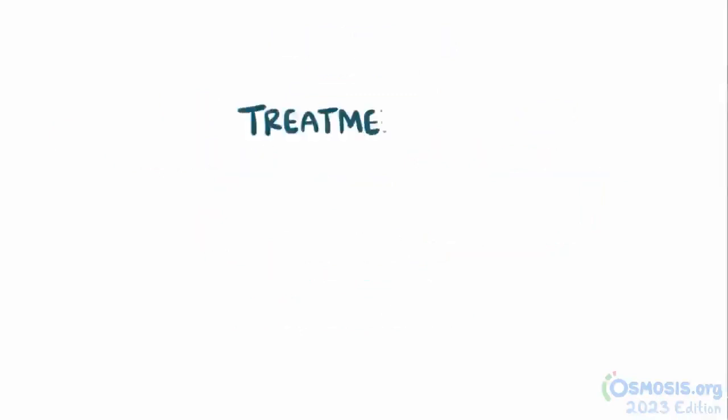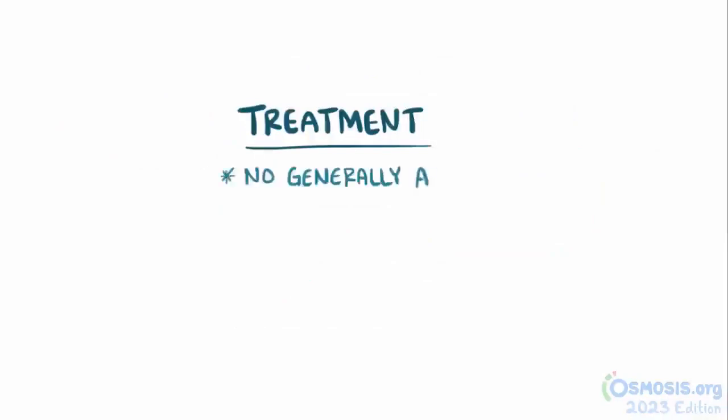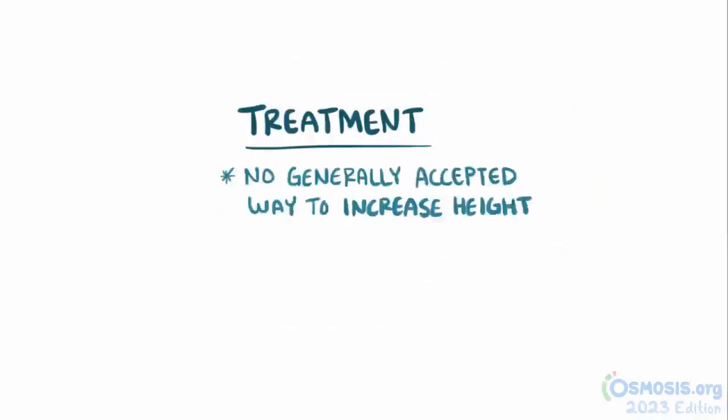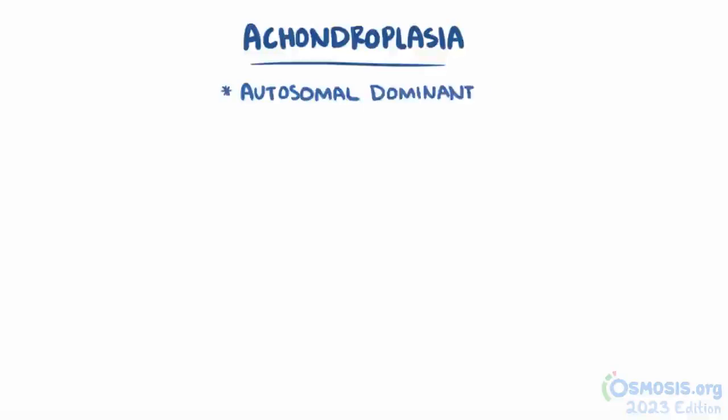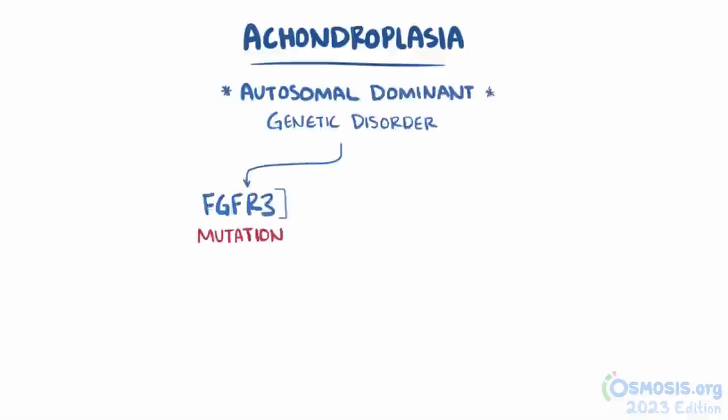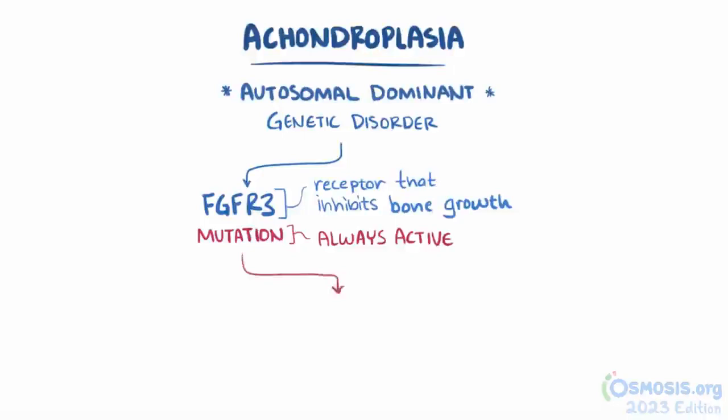Alright, so what about treatment? Well, unfortunately for people with achondroplasia, there isn't a generally accepted way to increase height at the present time. Alright, so as a quick recap, achondroplasia is an autosomal dominant genetic disorder involving an FGFR3 mutation. FGFR3 is a receptor that inhibits bone growth, and the mutation causes it to be always on. So people with this develop dwarfism, with disproportionate short limbs and other skeletal abnormalities.